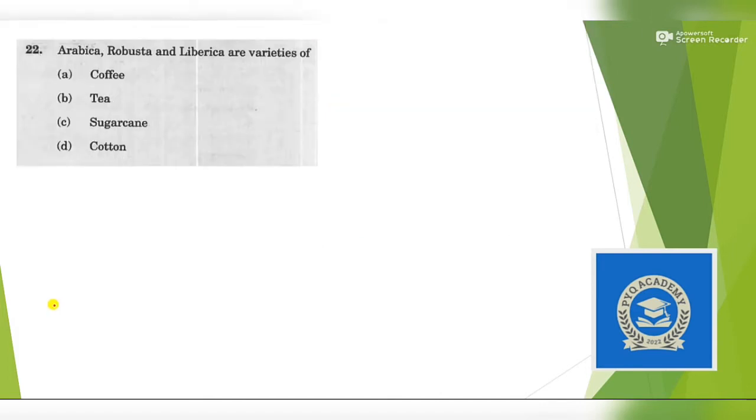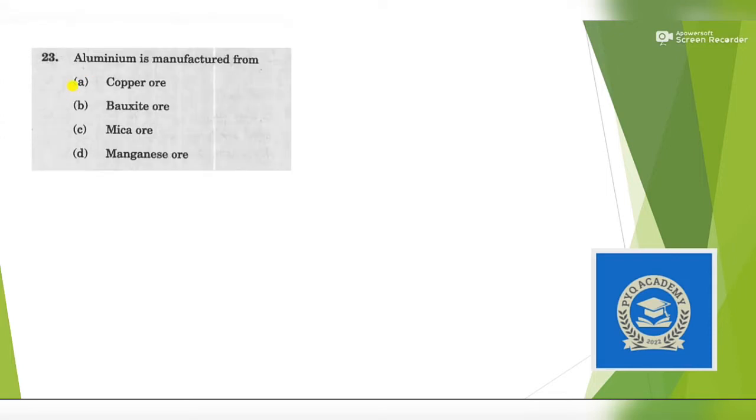Next question. Arabica, Robusta and Liberica are varieties of coffee. Just remember this question. Next question. Aluminium is manufactured from, that means it is asking about the ore of aluminium. A very easy question. The answer is bauxite. Bauxite is the ore of aluminium.